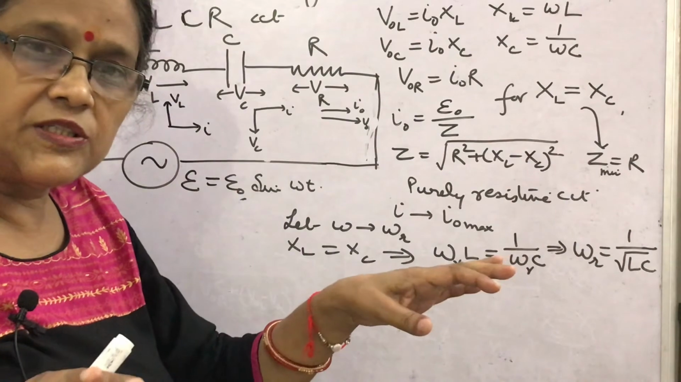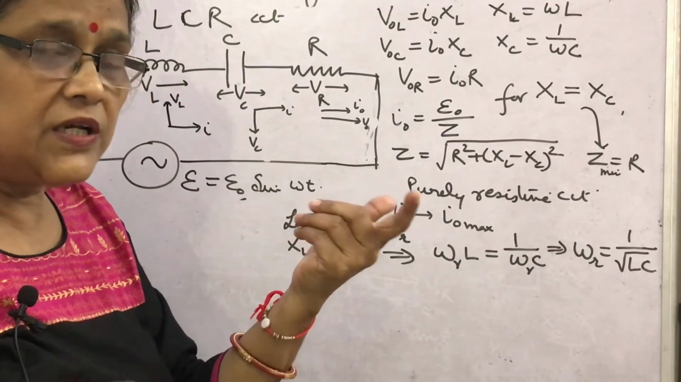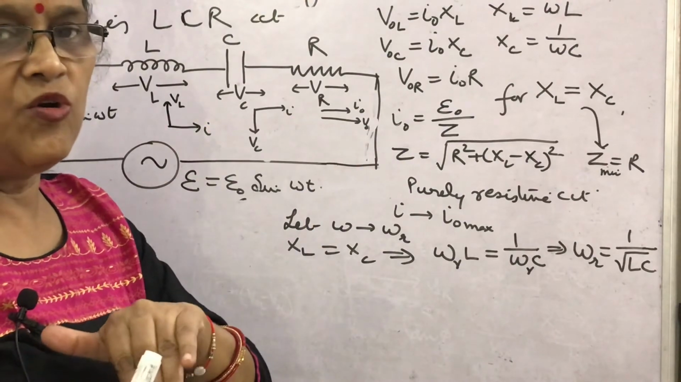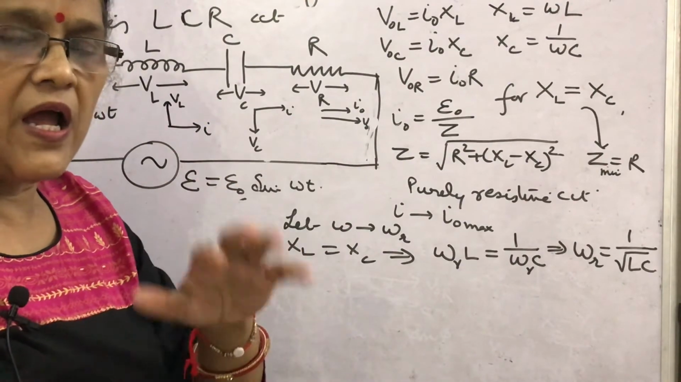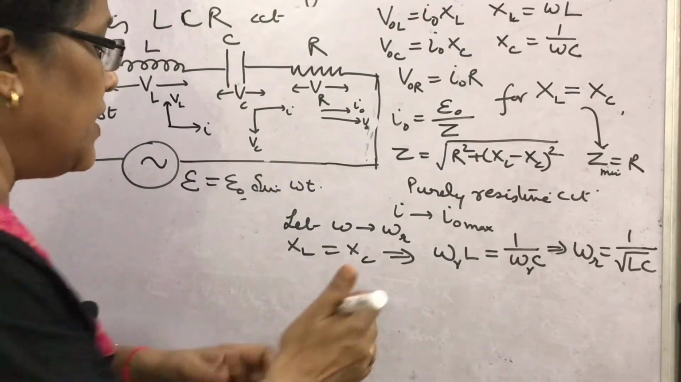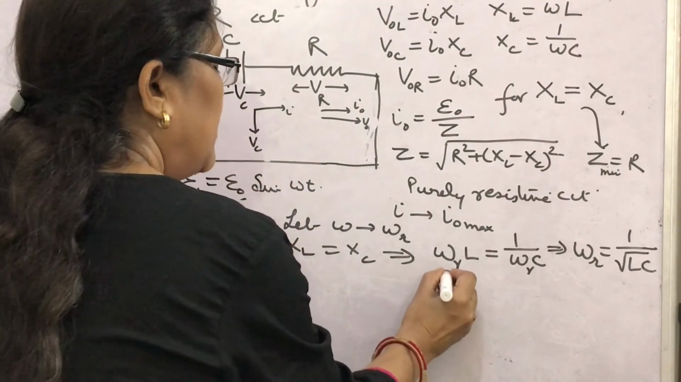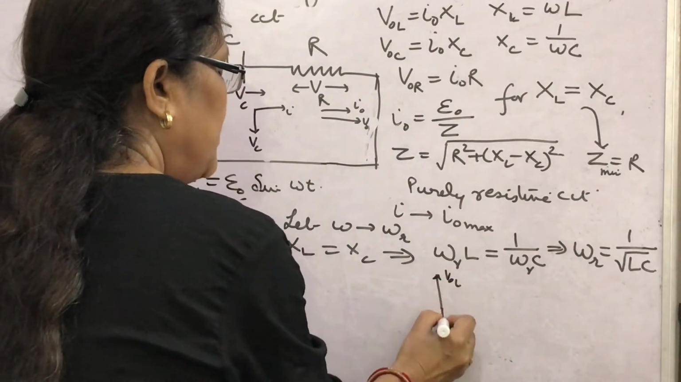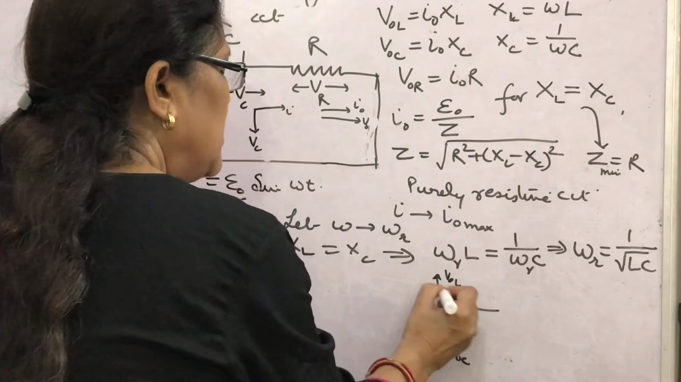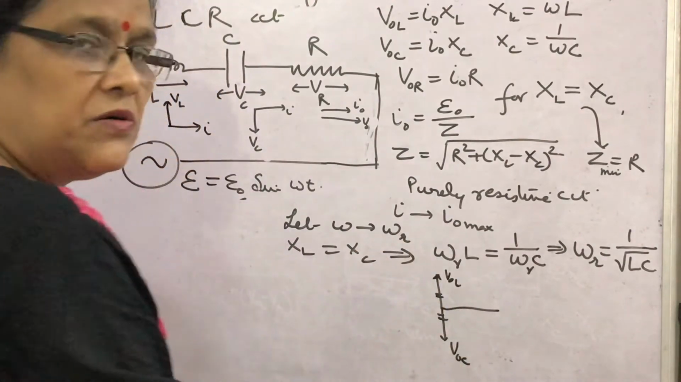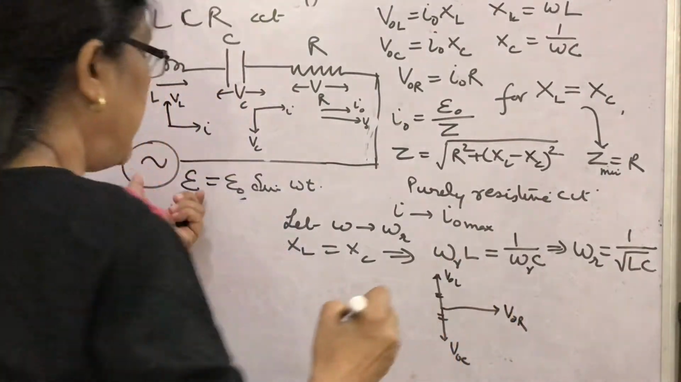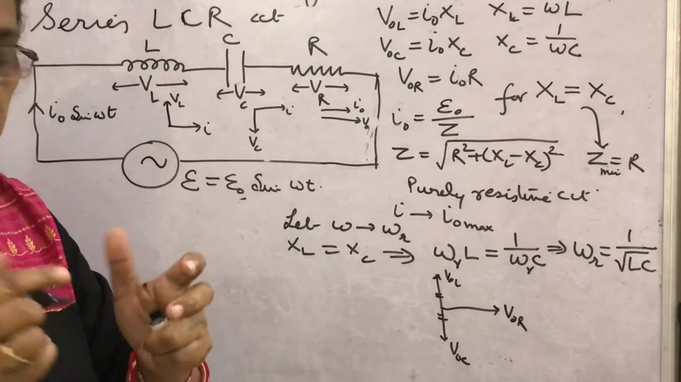Another characteristic is that the voltages across the inductor and capacitor are the same in magnitude and opposite, because there is a phase angle of 180 degrees. You will find this is V naught L, then the same will be V naught C. So, these two voltages cancel each other out and only the total applied voltage appears across the resistance.